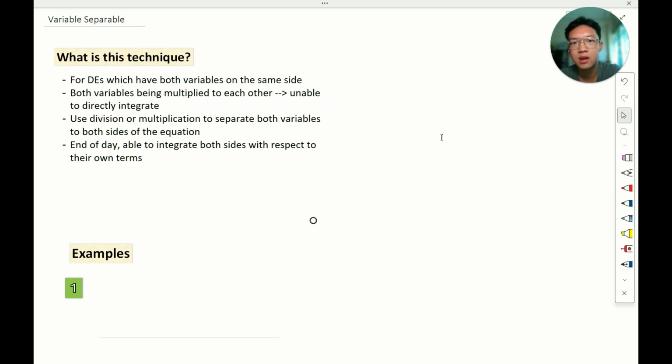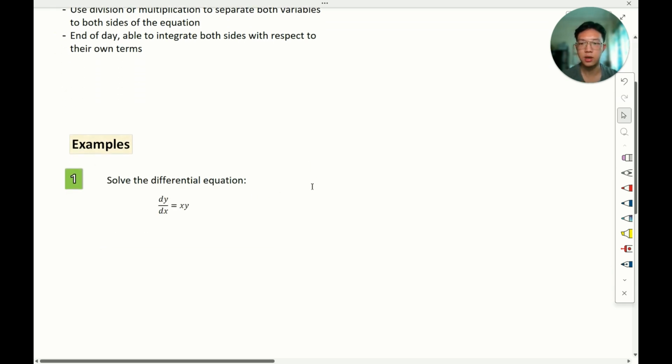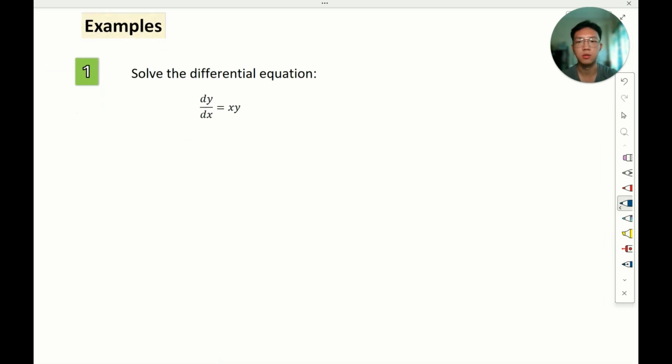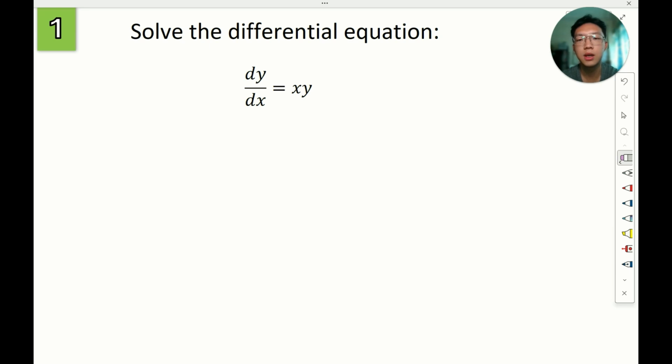To solve the DE, we will need to separate the variables into their respective sides of the equation. Then we can integrate them to their own terms. Basically, we'll be using division or multiplication techniques to separate both variables to both sides of the equation. So let's dive right into some examples. First example we have is dy/dx equals xy. So it fulfills the condition that both variables are on the right hand side and they are multiplied to each other. So we will be using multiplication and division operations to separate the variables.